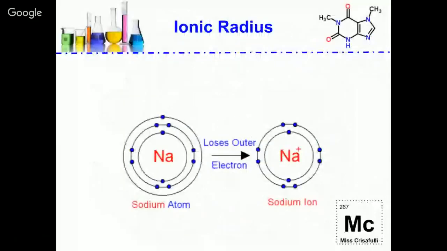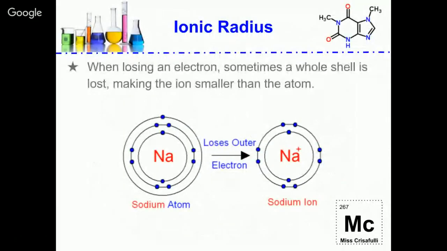So let's talk about ionic radius. When losing an electron, sometimes a whole shell is lost. That's going to make the ion smaller than the atom. So when the sodium atom on the left loses its outer electron, it becomes a sodium ion. On the left, it has 3 rings around the nucleus. On the right, it only has 2, so the ion Na+ is going to be smaller. Remember, cations are always going to be smaller than their atoms.